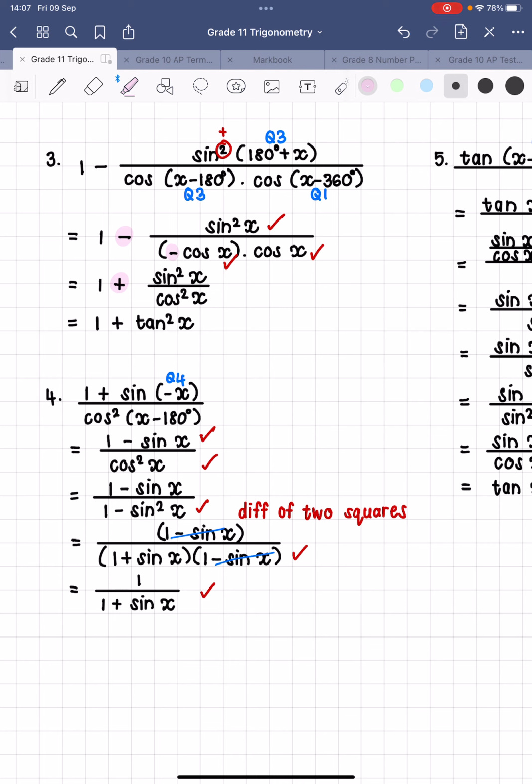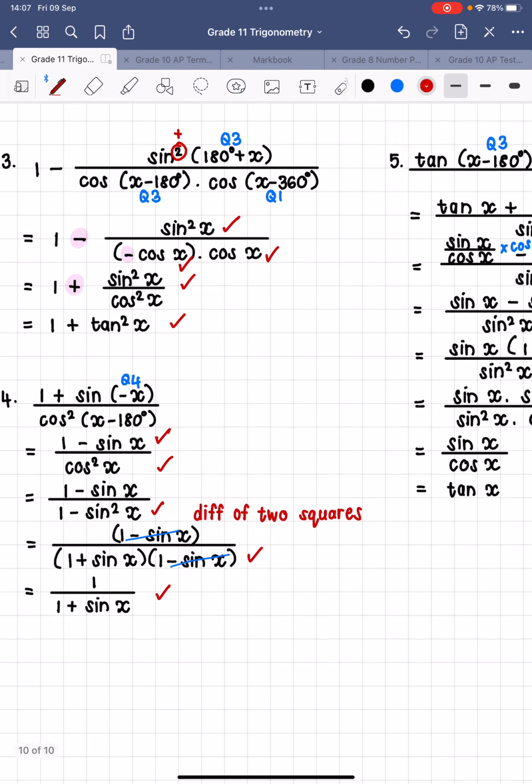At the top of the fraction, you have sine squared x. At the bottom of the fraction, cos x times cos x is cos squared x. So when you simplify that fraction, you end up with that. And then just to simplify it slightly more, sine squared over cos squared is tan squared. So that is the final answer there.